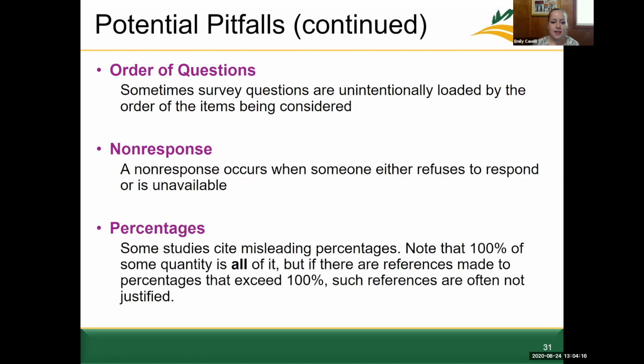Percentages: some studies cite misleading percentages. Note that 100% of some quantity is all of it, right? If we have 100%, that's all of it. But if there are references made to percentages that exceed 100%, obviously that's not justified. So we know that in theory, a really easy check that we did something wrong is if our percentages add up to 105%, because we know that can't be the case. Okay, so that is the end of chapter 1.1.